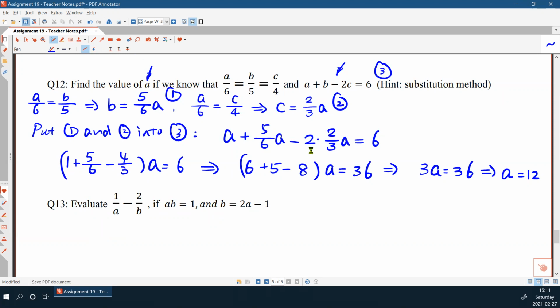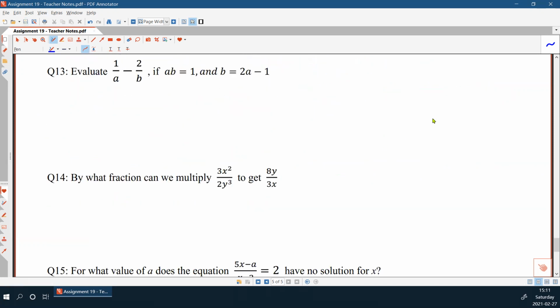All right, let's see question 13. Question 13, you know the relationship between A and B. This time there are two relationships: A times B equals 1, and B is 2A minus 1. From these two relationships, you can solve for A and B. Solve the values for A and B first. So let's try to do this.